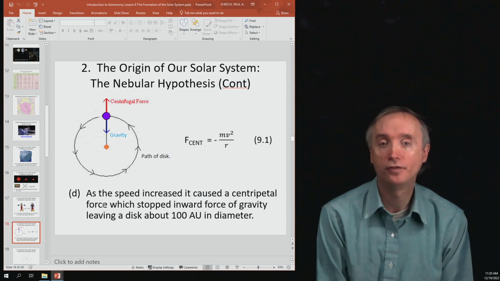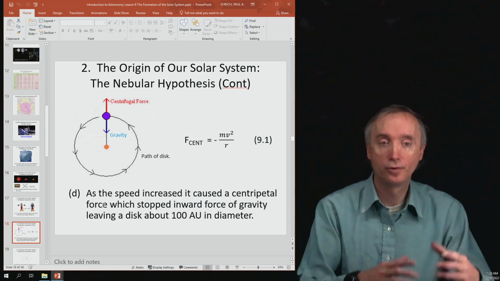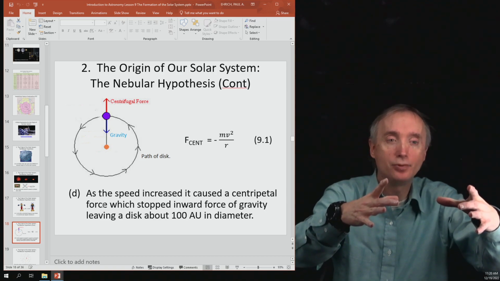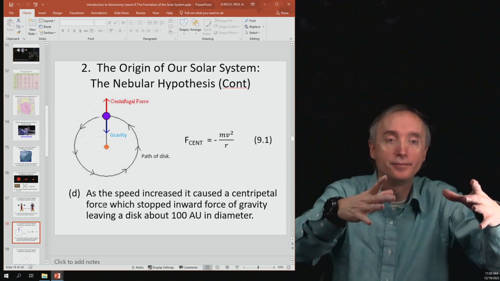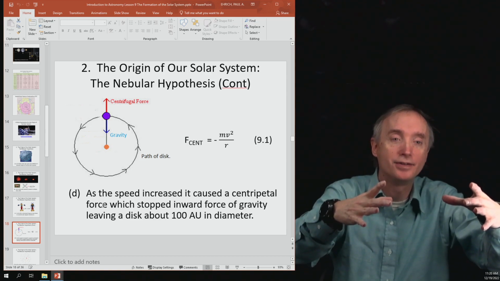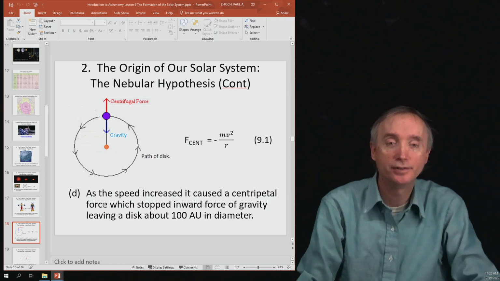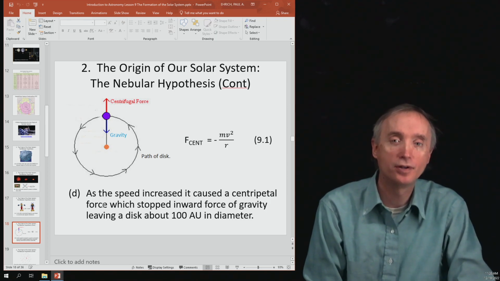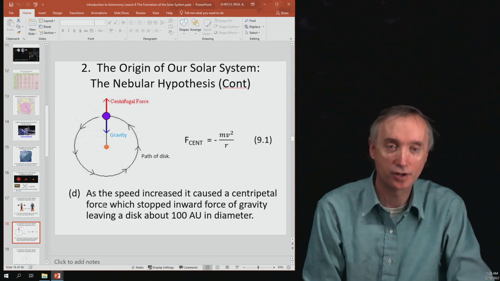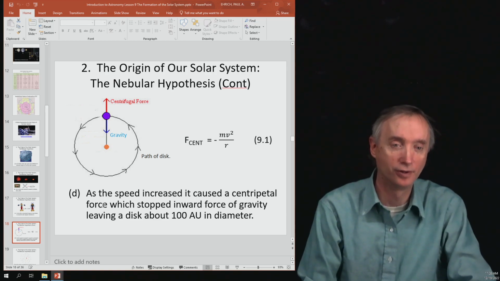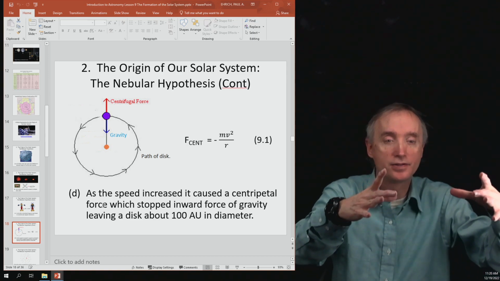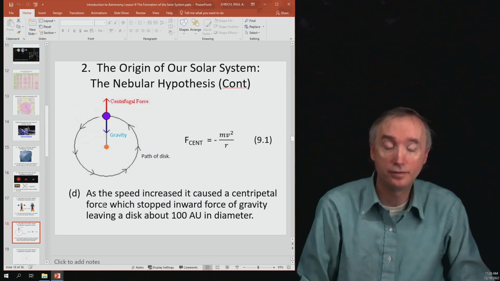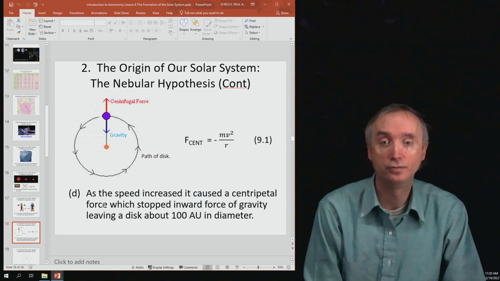So you put those two effects together, and the centripetal force, which is basically, it's not pushing outwards, but, well, take a physics course and you would understand this better. We're just going to say that the centripetal force is pushing outwards, when in fact it really isn't. But it's going to stabilize this disk at a certain size, so then the planets can begin to form.